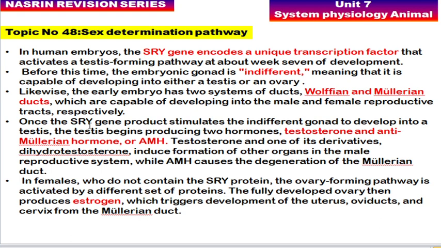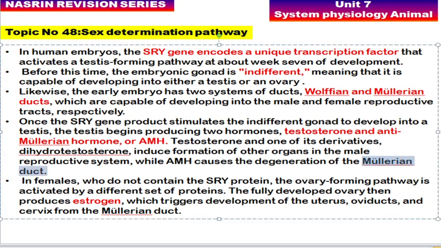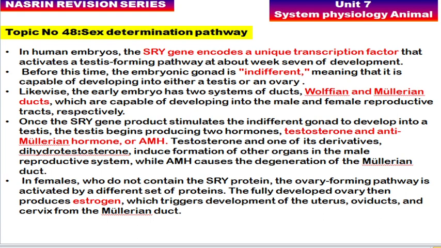Once the SRY gene product stimulates the indifferent gonad to develop into a testis, the testis will start to produce two hormones, testosterone as well as anti-Mullerian hormone, which is also called MIS, that is Mullerian inhibiting substance. The testosterone and another derivative like dihydrotestosterone will induce the formation of other organs in the male reproductive system, whereas the anti-Mullerian hormone will cause degeneration of the Mullerian duct, as this duct is not responsible for forming the male reproductive tract.